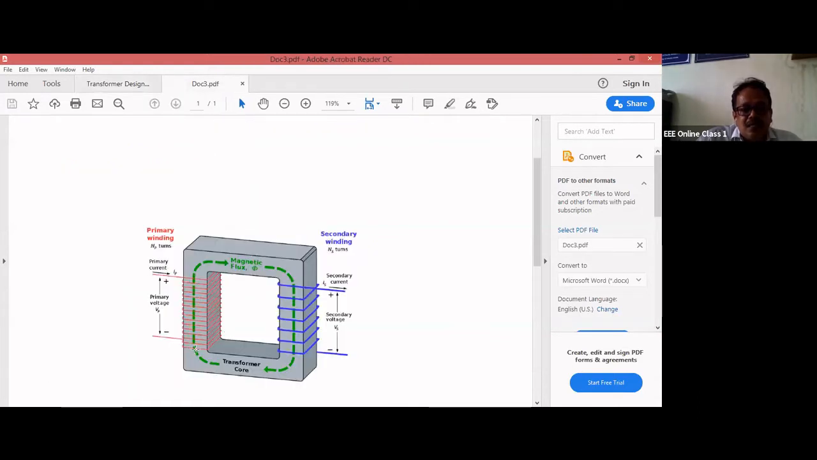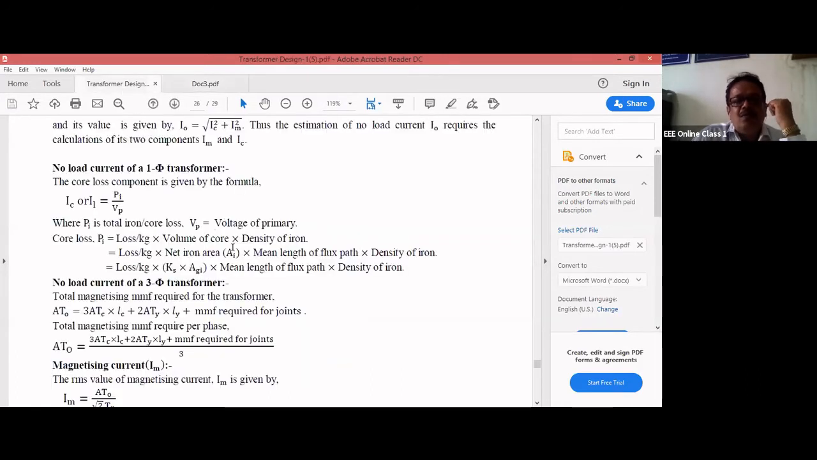Normally till now we were deciding width and depth. Now you are taking this mean length of flux path, so you are considering the entire area of the core. So the volume of the core is given by net iron area AI into the mean length of the flux path. The mean length of flux path is given in the problem. Then the density of iron is a standard value, 7.8 into 10 to the power 3, the standard value for density of iron.